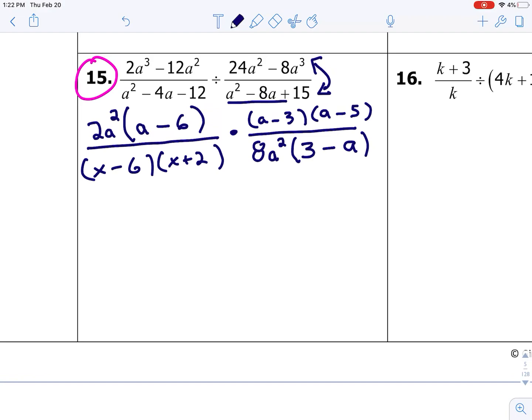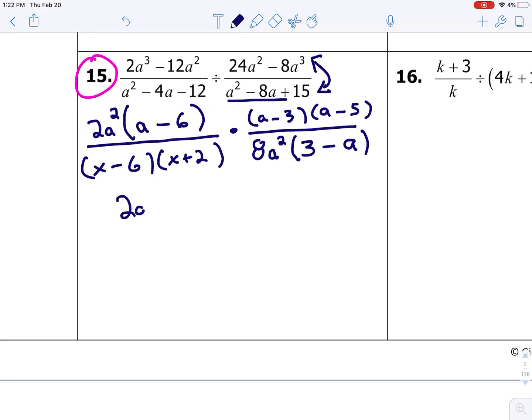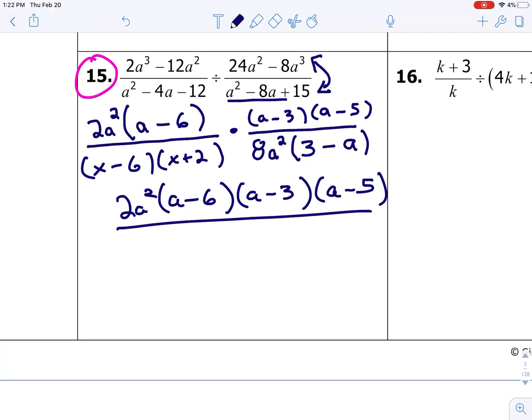Okay. Very good. Now we have to multiply them together. Remember, they don't have to have common denominators here because it's multiplication. So I would have 2a squared, a minus 6, a minus 3, a minus 5, over, oh, I made those x's too, didn't I? They're all a's.